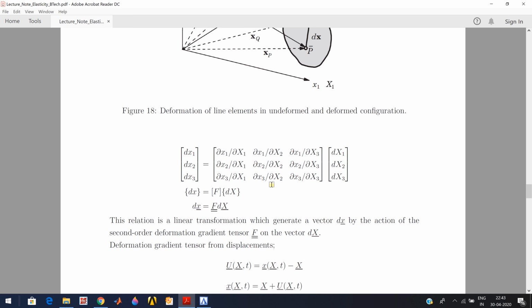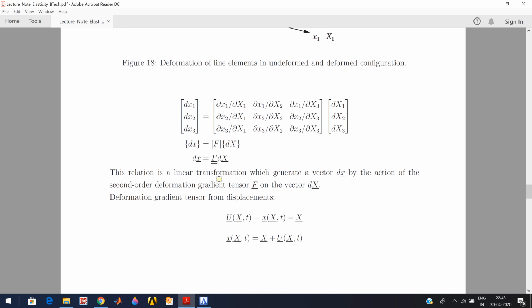So it is the derivative of the spatial coordinates with respect to the material coordinates capital X. Okay, and this is how it is referred. So here is a linear transformation which generates a vector d small x by the action of the second order deformation gradient tensor F on the vector d capital X. So this is what the deformation gradient tensor does.